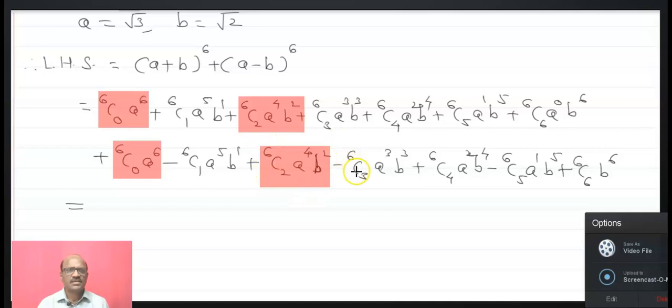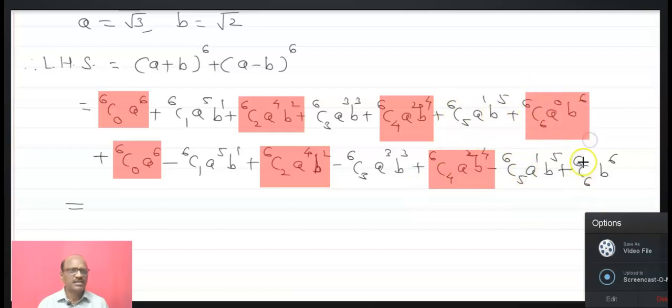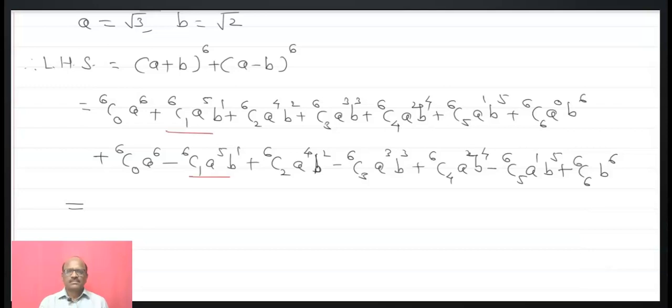Next is 6c3. This get cancelled. 6c4. This is the term, and this is the 6c4. This will get added. Both of them have the plus sign. 6c5 minus 6 will get cancelled. 6c6, and also these two terms will get added. Now next is, we will add these two terms. Also I had underlined there.